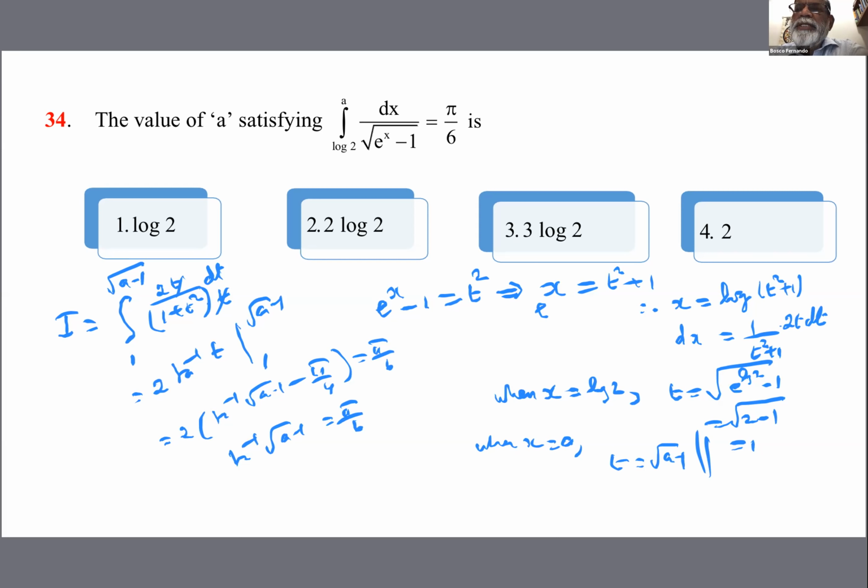Pi by 6, it becomes pi by 12 plus pi by 4. So 15 degrees plus 45 degrees, 60 degrees, pi by 3. So root of a minus 1 is tan inverse of root 3, which is pi by 3. So it is root 3. So a is equal to 4.